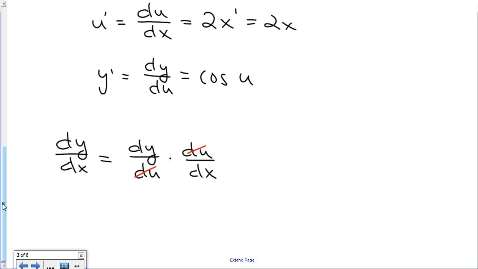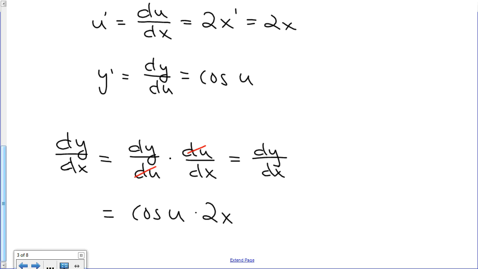Now there's technically a little bit more explanation that needs to go into explaining why this happens, but in essence I can see that the differential du and du cancel out. And what you're left with is dy over dx, which is what we want to find. So I can find dy dx by multiplying the two derivatives that I just found. So this is equal to dy du, which is cosine of u, times du dx, which is 2x.